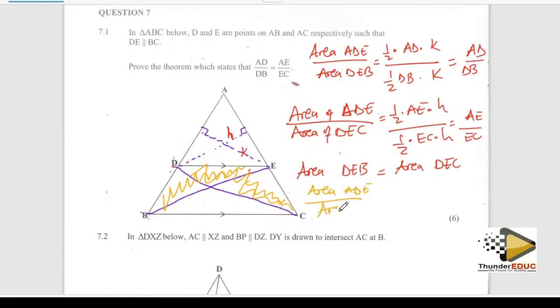So if we get the area of ADE over the area of DEB initially, ADE over DEB must give us the same ratio as the area of ADE over the area of DEC. Then I can just equate the two ratios. So AD over DB is equal to AE over EC. So guys, that's what they wanted us to prove. What we mark usually will be the constructions you make, the labeling, and how you break that up.